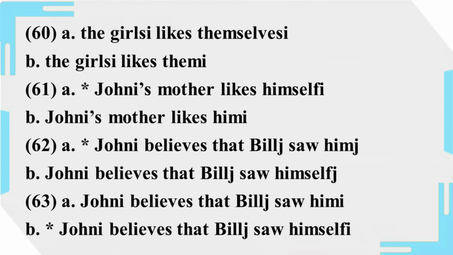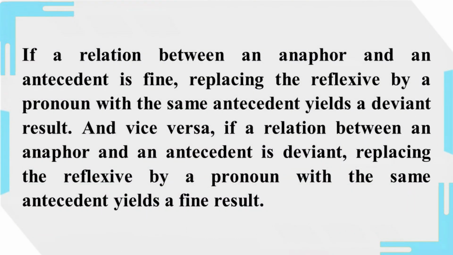We can summarize this symmetric behavior by stating that if a relation between an anaphor and an antecedent is fine, replacing the reflexive by a pronoun with the same antecedent yields a deviant result. And vice versa, if a relation between an anaphor and an antecedent is deviant, replacing the reflexive by a pronoun with the same antecedent yields a fine result. Adopting this tentative approximation, we can account for the distribution of pronouns by requiring them to satisfy a condition opposite of that which anaphors need to satisfy.